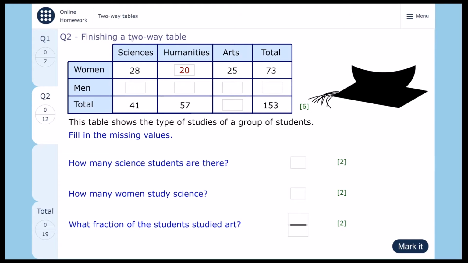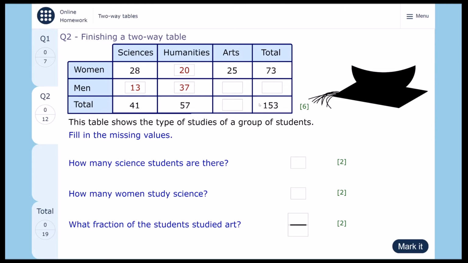Next, if I have a look at the left hand side at people who did sciences, I know that there was 41 people in total who chose that. 28 of these were women. So if I take 28 away from 41, that means that there's 13 left over that were men. Doing the same thing for humanities, I can see that 57 people chose this in total and 20 were women. So taking 20 away from 57, I get 37 males who did humanities.